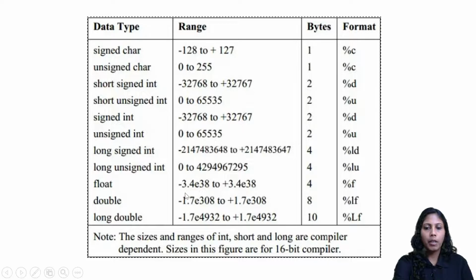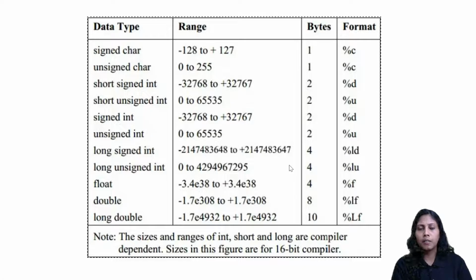It's written the range of numbers which it can hold. Look here at the signed integer. I'm not talking about character, not short, you can see the signed integer. You will see the range is from minus 32,000 something to plus 32,000 something. The memory it's consuming is 2 bytes here, which is of course compiler dependent.